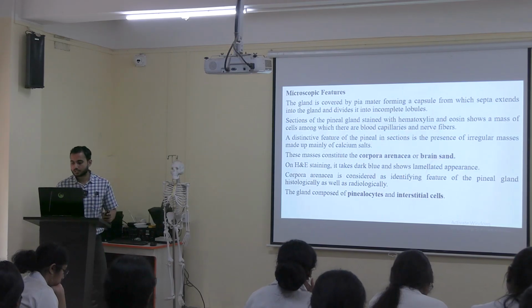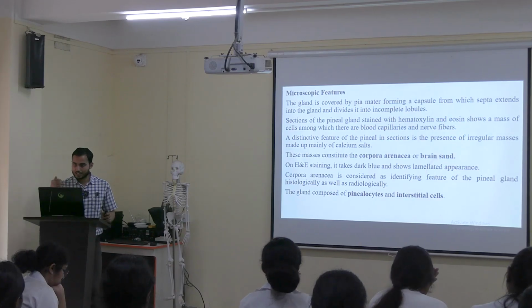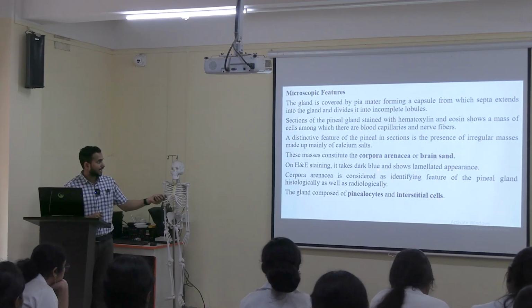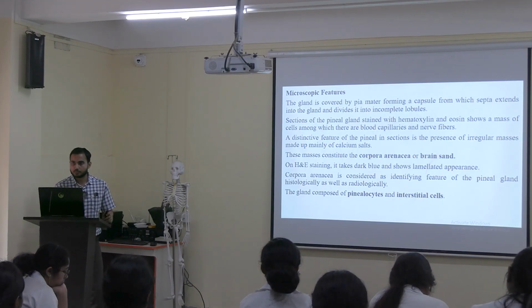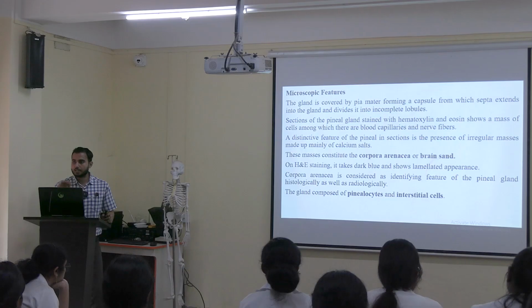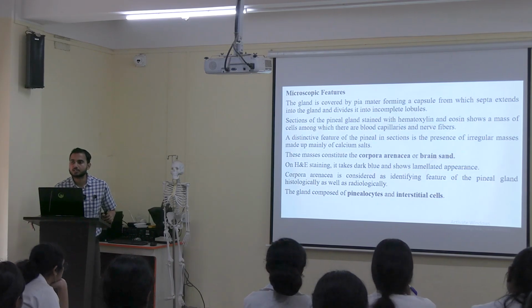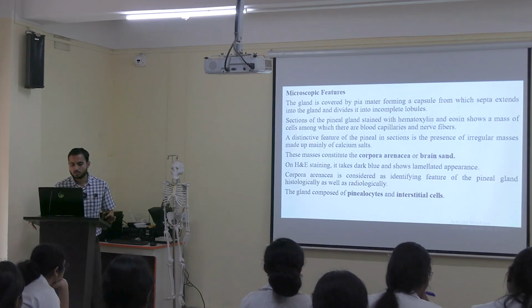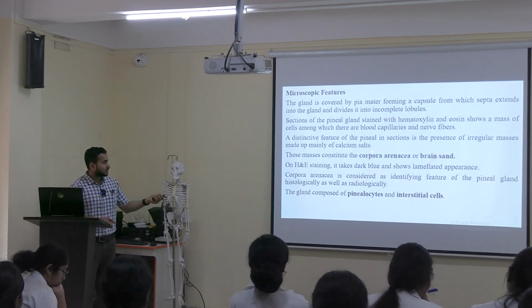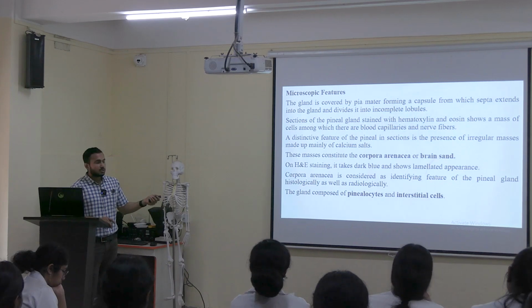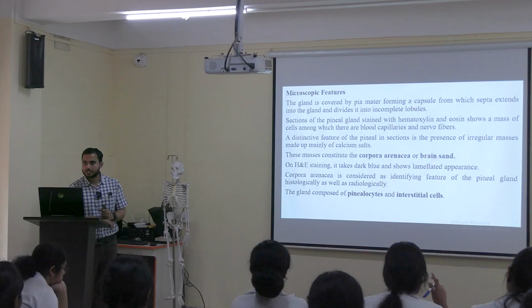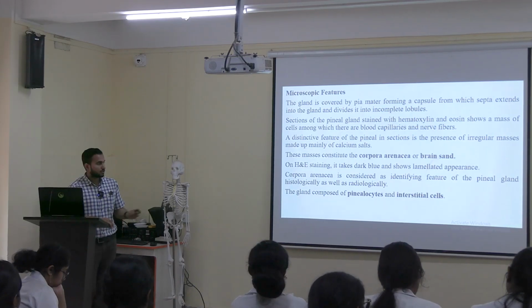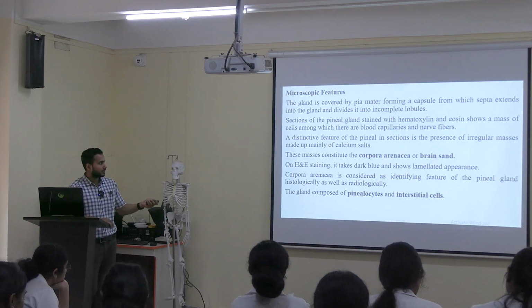What is the appearance? Under H&E it takes dark blue and shows a lamellated appearance. So these are nothing but the calcium salts. This corpora arenacea is a distinctive feature of the pineal gland, seen only in the pineal gland. So from there you can easily identify.